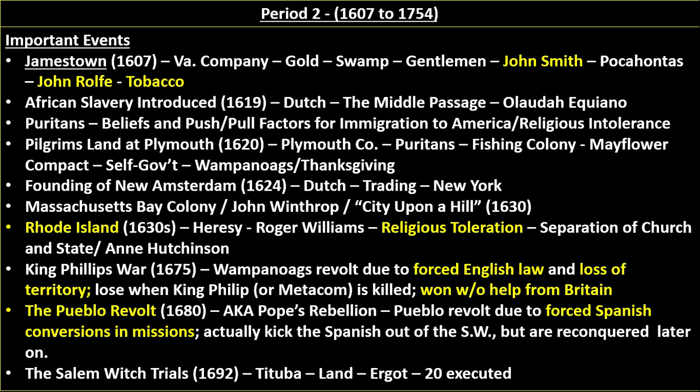Period 2 is from 1607 to 1754. 1607 is important because that's the date where Jamestown was founded. And 1754 is the beginning of the French and Indian War. They picked those two dates for a reason.